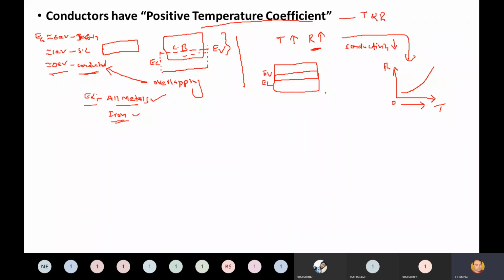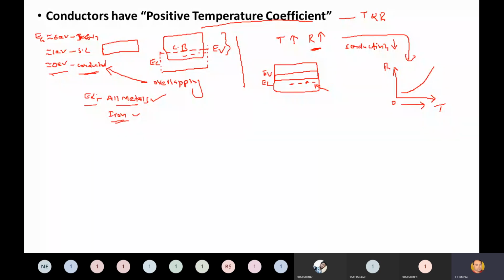See, suppose there are electrons present here in this valence band, and suppose I give certain energy. What happens is there is no free space for these electrons to move from the valence band to the conduction band. There is no free space. So what happens? They will collide with one another, and therefore they will stay there itself.